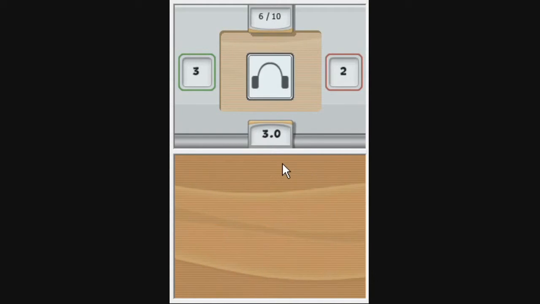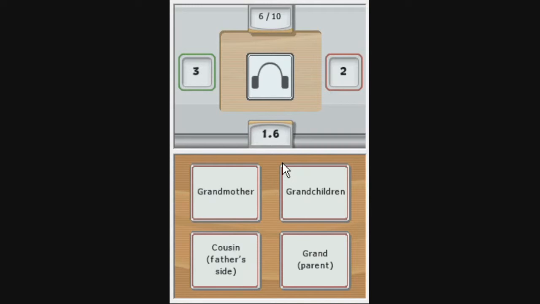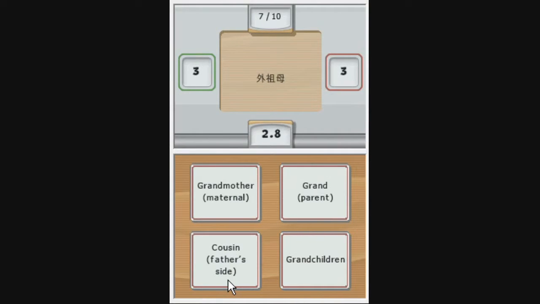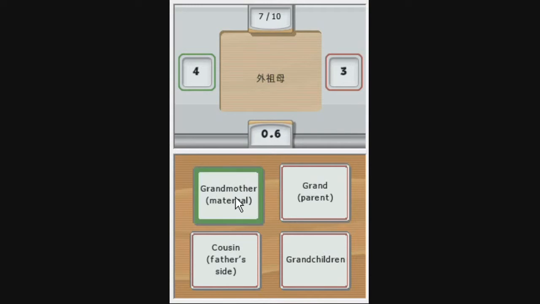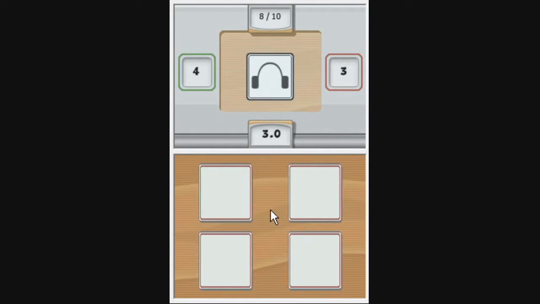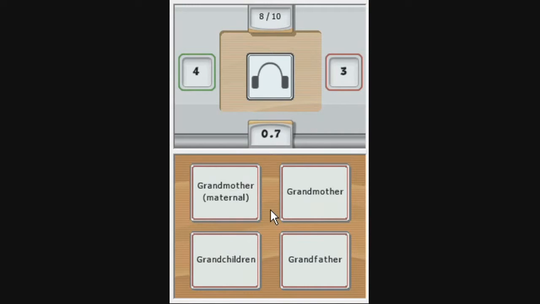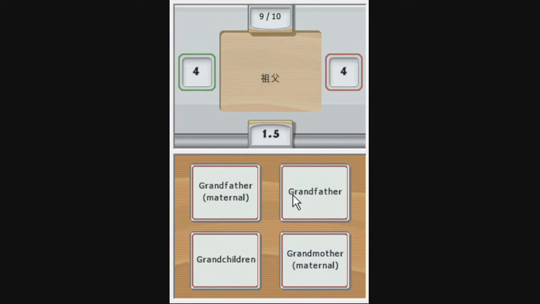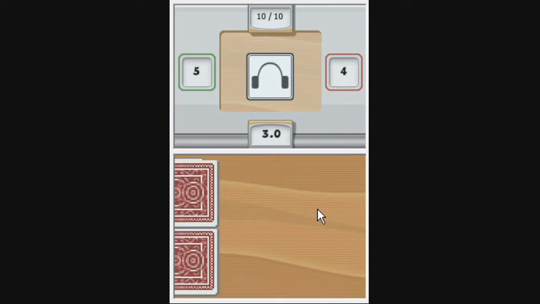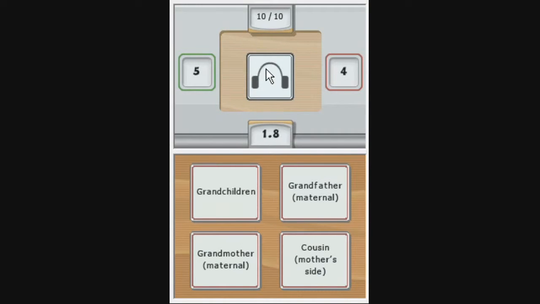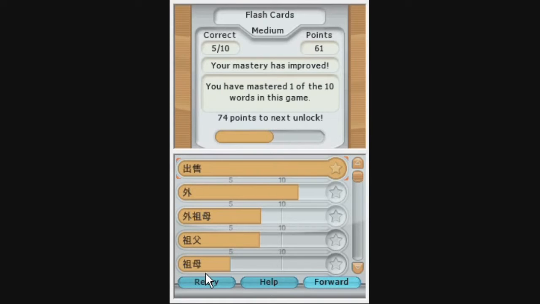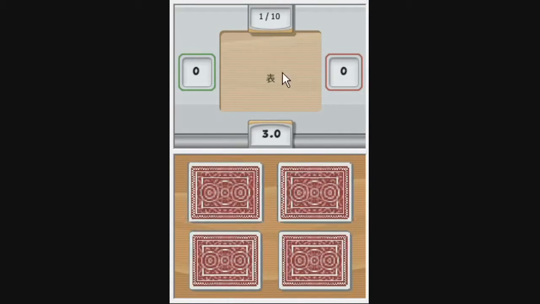So 母 must mean mother. And whatever it was for grandfather, the father's side. 外祖母. Yeah, 母 must mean mother. So 祖 is grand, 母 is mother. 孙. His grandchildren. 祖父. Ah, so 父 must mean father. 外祖父. Wait a minute. So 父 must mean father. And 祖 is grand. 表.